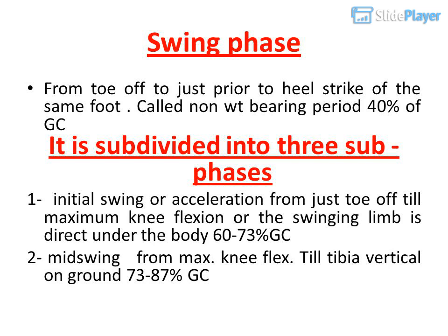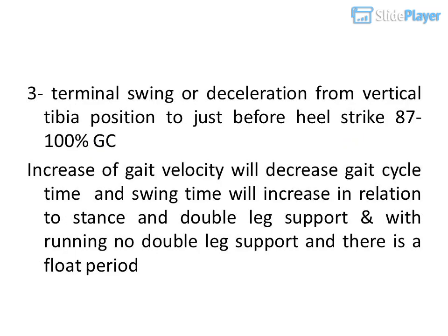Swing phase: from toe off to just prior to heel strike of the same foot, called the non-weight bearing period, 40% of GC. It is subdivided into 3 subphases. 1. Initial swing or acceleration, from just after toe off till maximum knee flexion, when the swinging limb is directly under the body, 60 to 73% GC. 2. Mid-swing, from maximum knee flexion till tibia vertical on ground, 73 to 87% GC. 3. Terminal swing or deceleration, from vertical tibia position to just before heel strike, 87 to 100% GC.